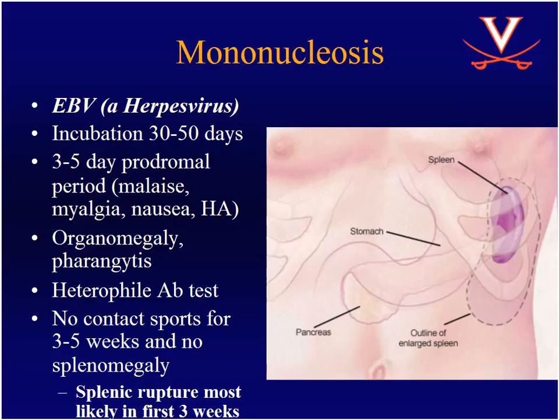You need to make sure that you worry about the concept of splenomegaly and don't allow them to return to contact sports during the 3 to 5 weeks after they have onset of mono, because that's when they're most at risk for rupturing the spleen.